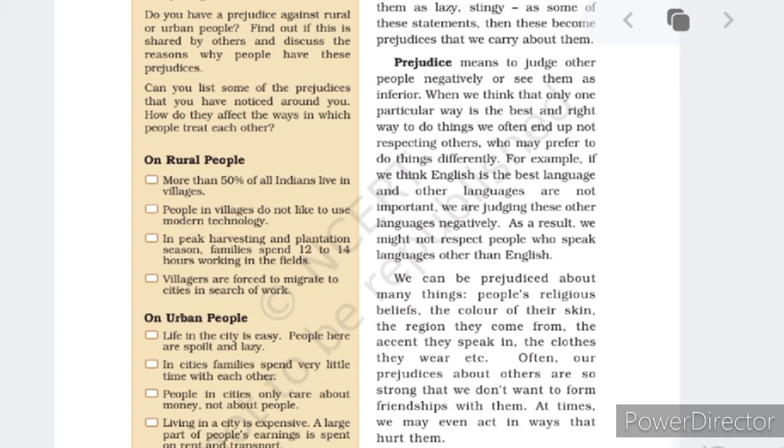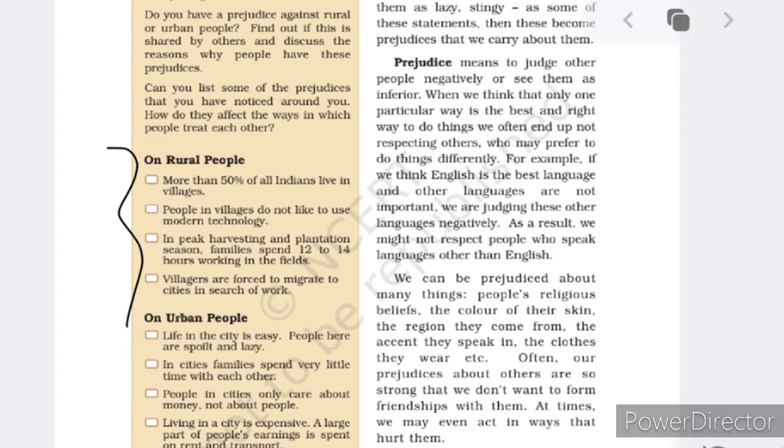So among these, whichever you find prominent or relevant, you will mark it. Okay, you don't have to show me, just do it in your book. On urban people: life in the city is easy. People here are spoiled and lazy, means they are spoiled brats. They don't do any work. They just eat and sleep.